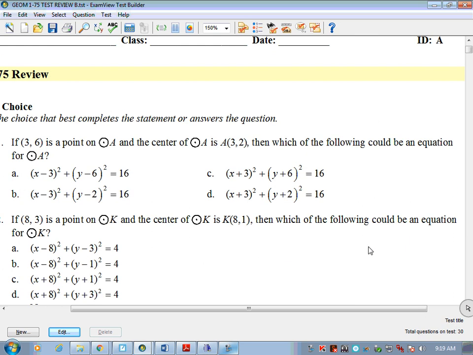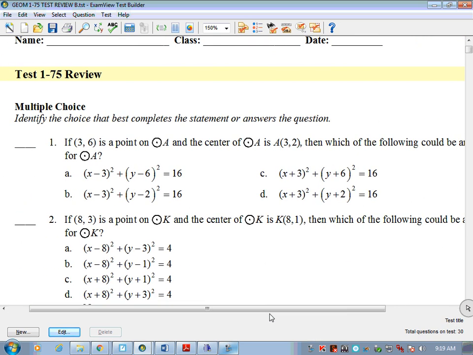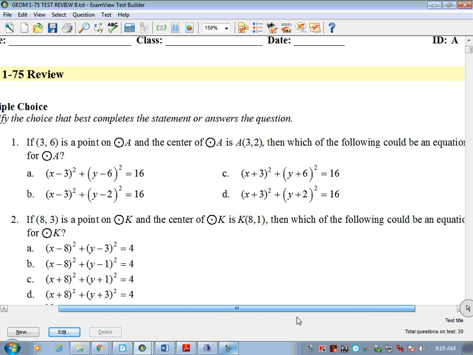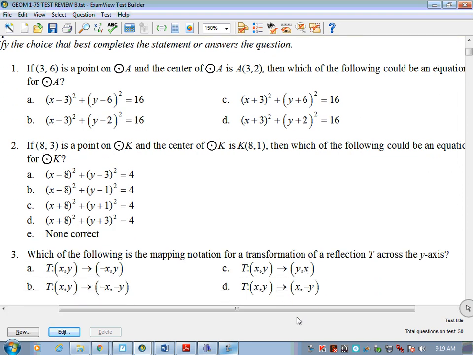We're going to take a second whack at this. This is your test 1 through 75 geometry review. We're going to look at our first question here. Okay, the first few questions, right? You'll actually see some of these questions show up again later on, which ought to tell you something, right? That these questions are going to be important, and that's the equation of a circle formula.